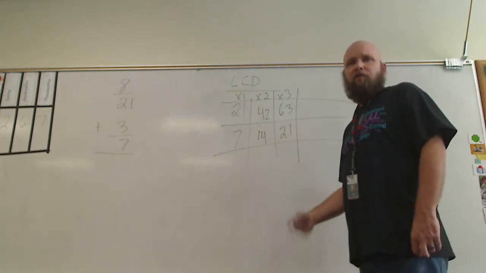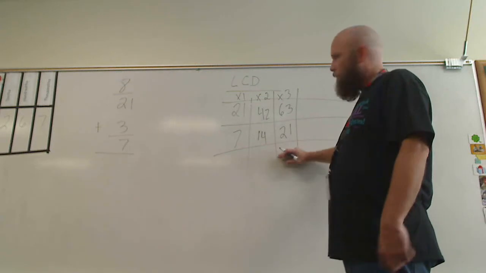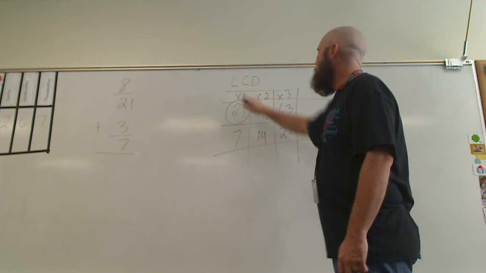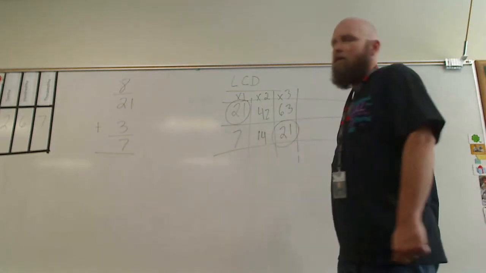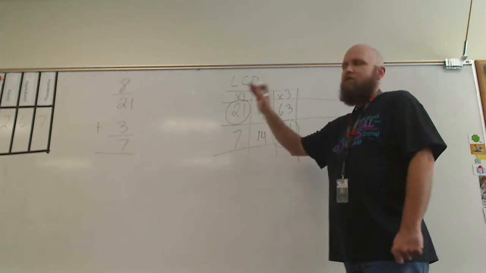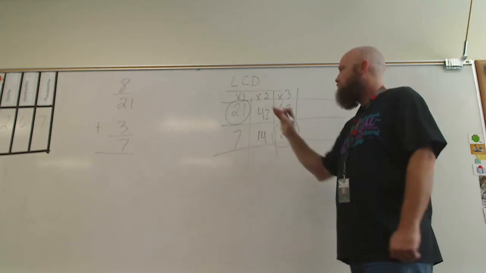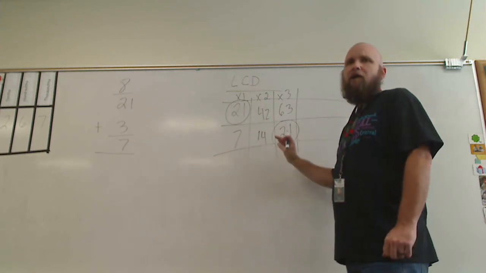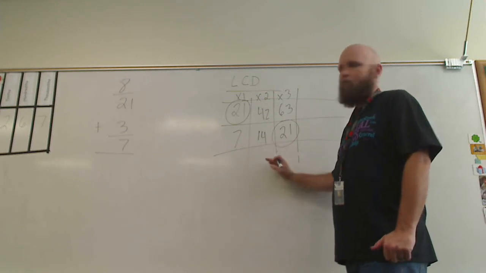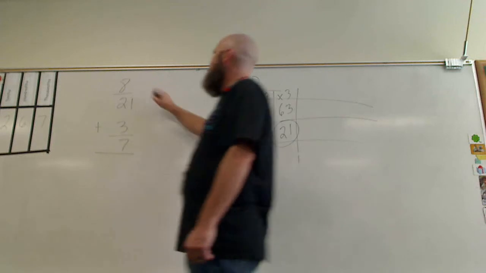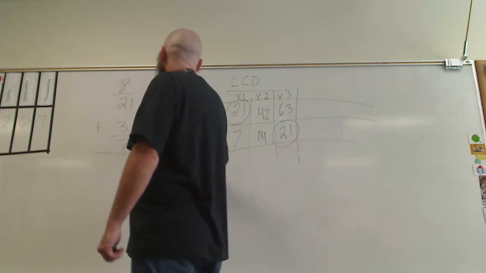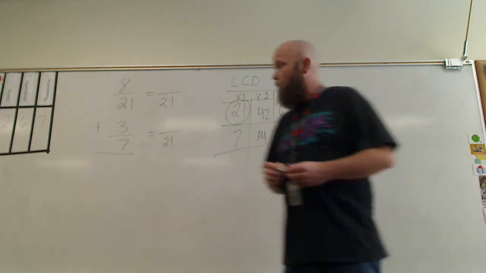Once I find the first number that shows up in both, the 21 here and the 21 here, that tells me that's my least common denominator. I have to change both of these fractions so that they have a denominator of 21 without changing the value. So I'm going to take the fractions, and I'm going to write them down.